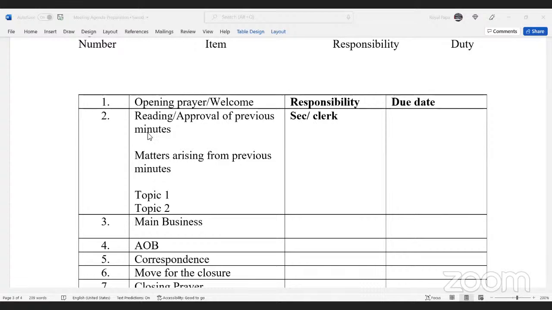That is why I'm saying that it is your duty as the chairperson of the session, or if you are a catechist at a preaching point, when the minutes come to you to sign, to endorse, you have to read through and check that everything is correct.